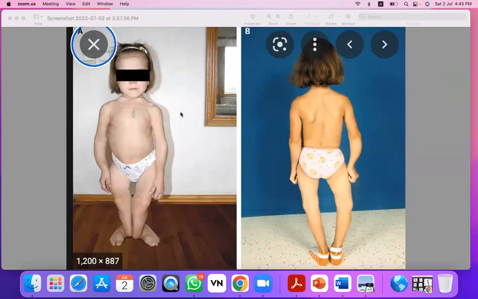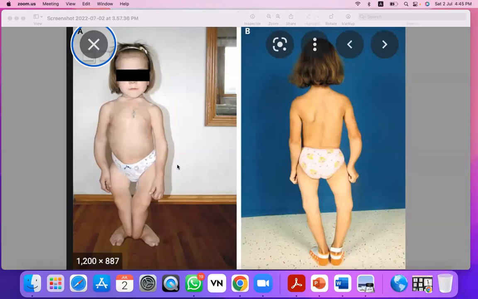It is 1.3 to 1. Okay, 1 is at 7 years. So it is 1.3. That means the upper segment is 1.3 times more than the lower segment. But in this child, maybe we will get 1.3 or maybe we will get 1, because there is both upper segment and lower segment deformity. So both are equally short.